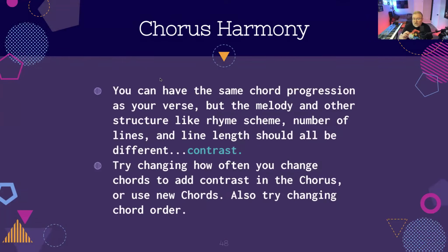And then for the chorus harmony part of this, like I said, you can have the same chord progression, but then other structures need to definitely contrast. And try changing how often you change chords to change the harmonic momentum when you get to your chorus. So sometimes you might be changing your chords every measure in your verse. Maybe try changing chords twice a measure in your chorus. Just make it different there.